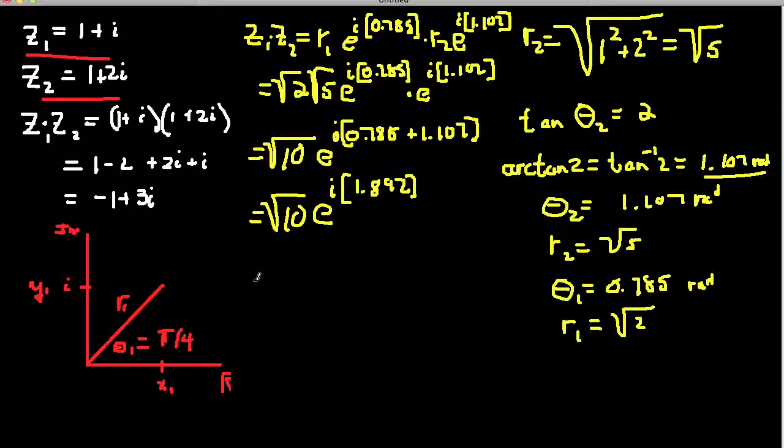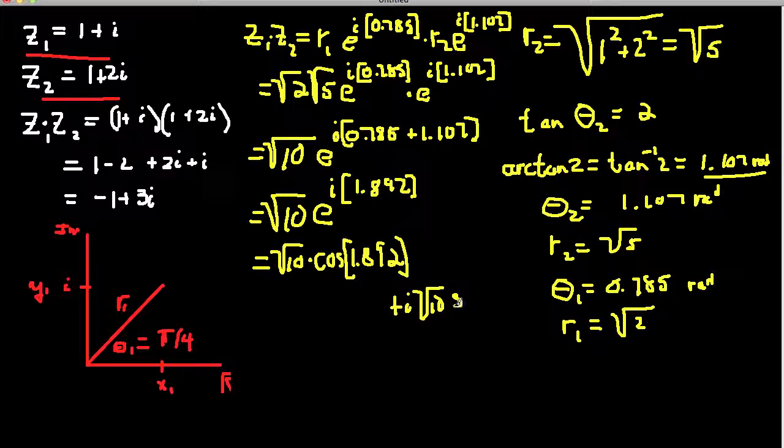Now, remember that this is equal to square root of 10 times cosine of 1.892 plus I times square root of 10 sine of 1.892.